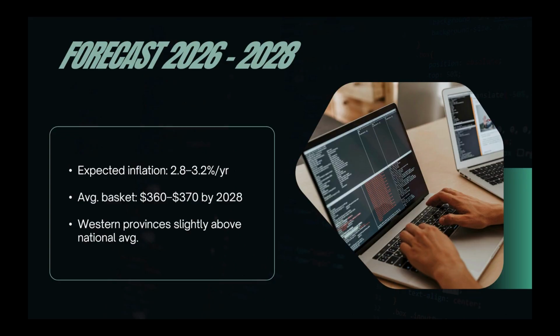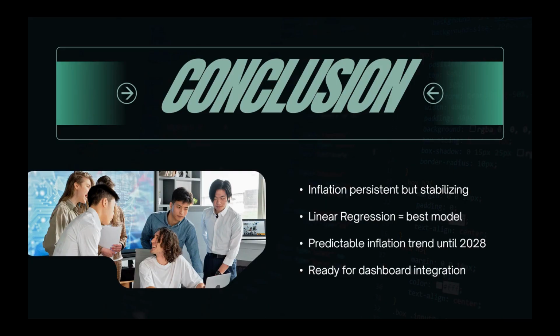Our linear regression model predicts inflation of around 2.8 to 3.2% per year. The average basket is expected to reach $360 to $370 by 2028. Western provinces remain slightly above the national average. Overall, inflation is persistent but stabilizing. Linear regression is the most reliable model for our dataset.